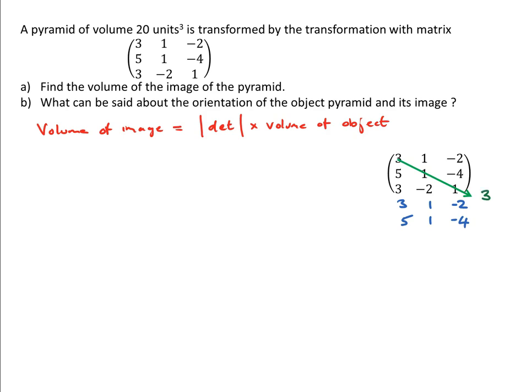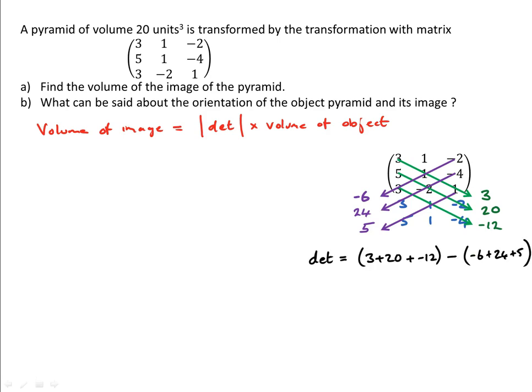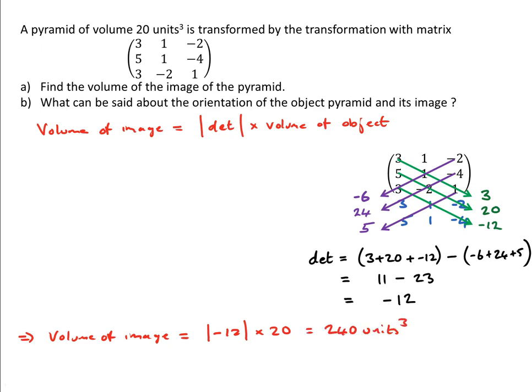go through the process of working out the positive diagonals. So we've got 3, then 20, and then minus 12 going down the positive diagonals. And then going down the negative diagonals, we've got minus 6, and 24, and 5. So the value of the determinant is 3 plus 20 plus minus 12, take away minus 6, add 24, add 5. So the determinant is minus 12. So the volume of the image is going to be the modulus of minus 12 times 20, which is 240 units cubed.